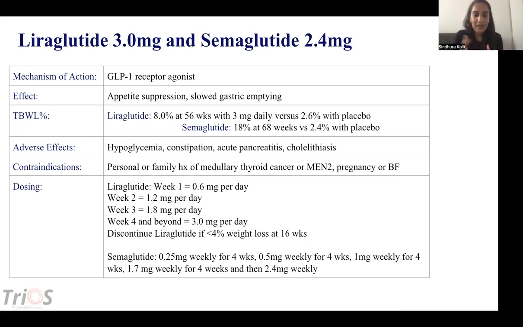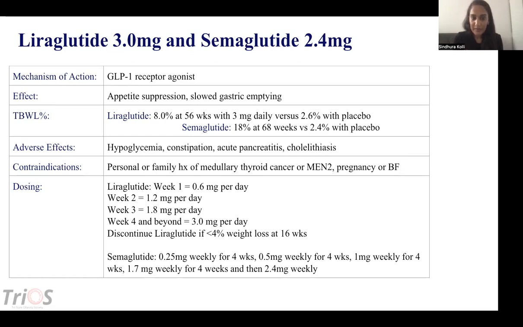So our next most popular topic is often the GLP-1 receptor agonists. A lot of people have been familiar with these. We have GLP-1 receptor agonists that are specifically FDA approved for weight loss, and then we have ones that are specifically for diabetes with the additional benefit of weight loss. Here we're talking about the FDA approved ones, and that would be liraglutide at the 3 milligram dose, and then semaglutide at the 2.4 milligram dose.